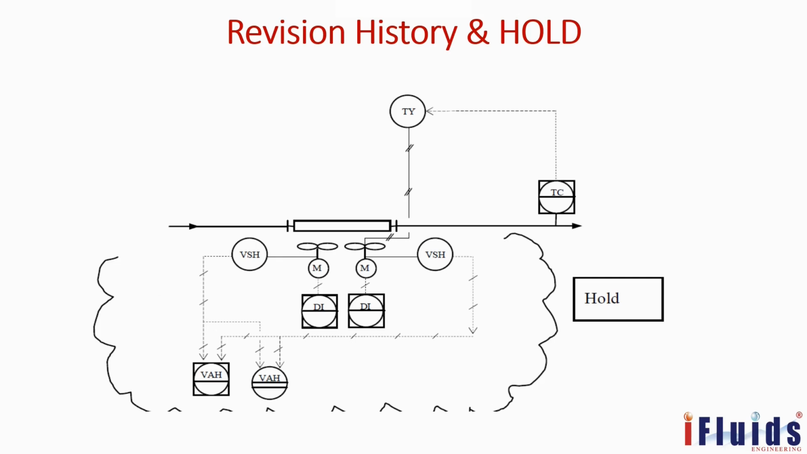Then this is the revision history and hold. If some vendor package item is not available during your preparation of the P&ID, you have to put a hold, or put a box and a cloud, so that the customer or client understands this is a second revision and it was updated. Otherwise, he has to go through the P&ID once again.